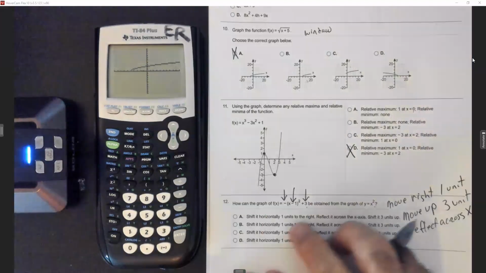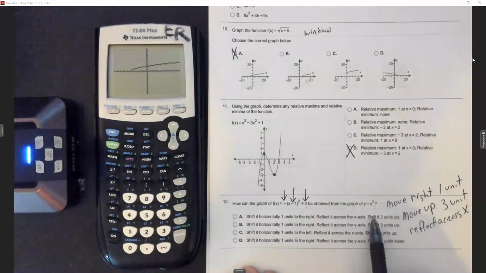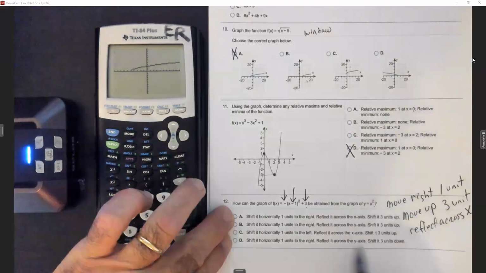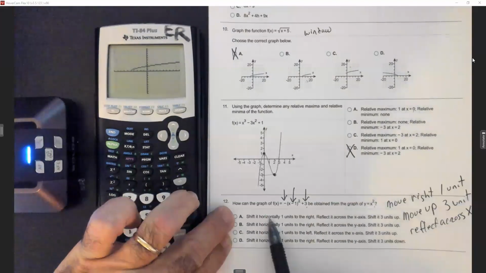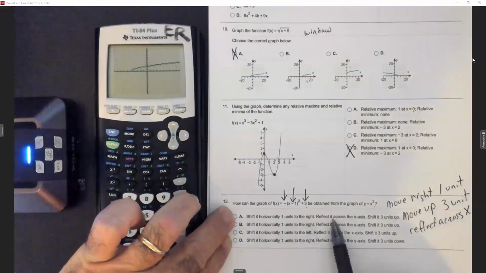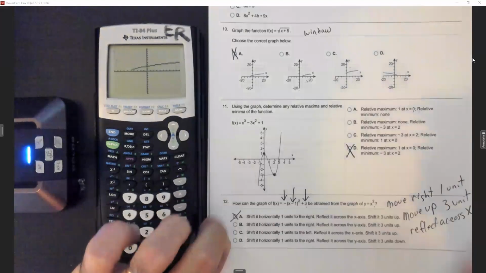When we were doing these functions, we didn't even reflect across the y-axis. So if you see a y-axis here, you might as well get rid of those two answers. It's got to be A or C, right? So let's see, we went right 1 unit. This one says 1 unit right. Reflect across the x, we said, and then shifted 3 units up, and we went up 3, so I'm going to go with A.